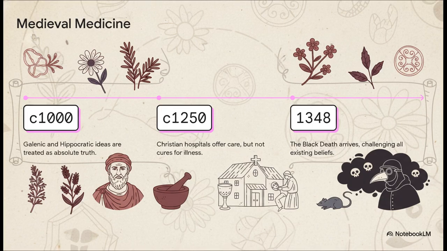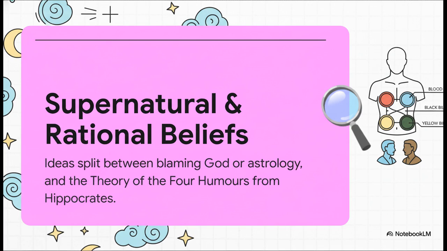And then, 1348, the Black Death arrives. A catastrophe that killed nearly half the population and just completely shattered everyone's confidence in everything they thought they knew. So what did people actually believe caused disease? Well, ideas were kind of split. On one hand, you had supernatural beliefs. So illness was a punishment from God, or maybe it was caused by the alignment of the planets.